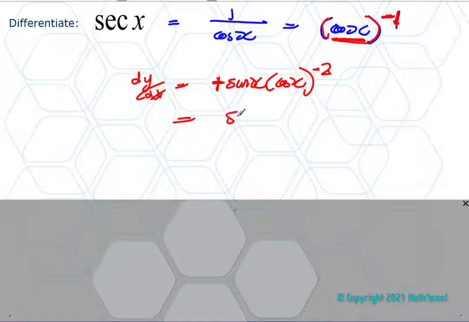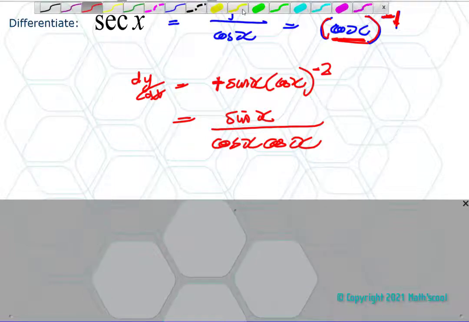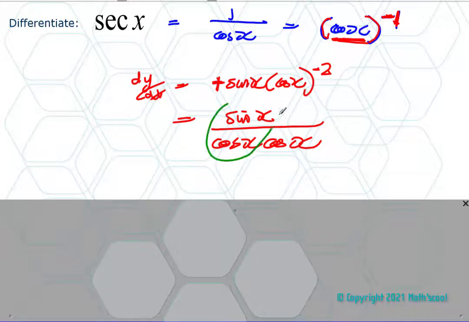And then just tidy up. Sine x over cos x to the power minus 2 means you've got to push it down to the bottom of the fraction. So it's going to be cos squared x to the bottom of the fraction. I'm going to write it as cos x, cos x. And you're going to say, why do you write it as cos x, cos x? Well, because then I can say to you, well, what is this? Sine x over cos x. And you say, well, it's just tan x.